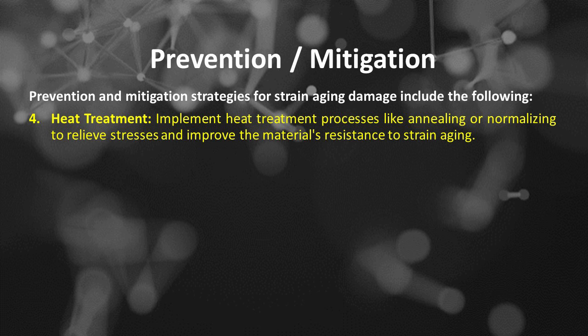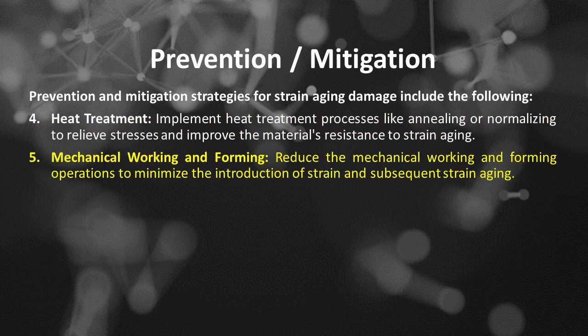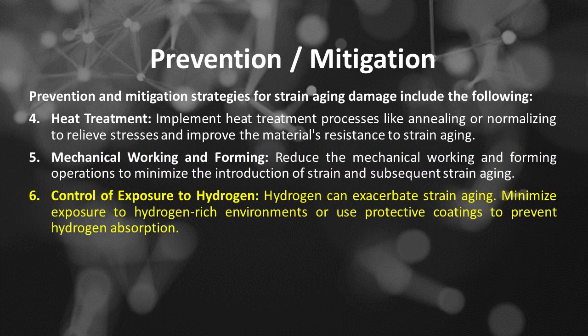Number 4 is heat treatment. Implement heat treatment processes like annealing or normalizing to relieve stresses and improve the material's resistance to strain aging. Number 5 is mechanical working and forming. Reduce the mechanical working and forming operations to minimize the introduction of strain and subsequent strain aging. Number 6 is control of exposure to hydrogen. Hydrogen can exacerbate strain aging. Minimize exposure to hydrogen-rich environments or use protective coatings to prevent hydrogen absorption.